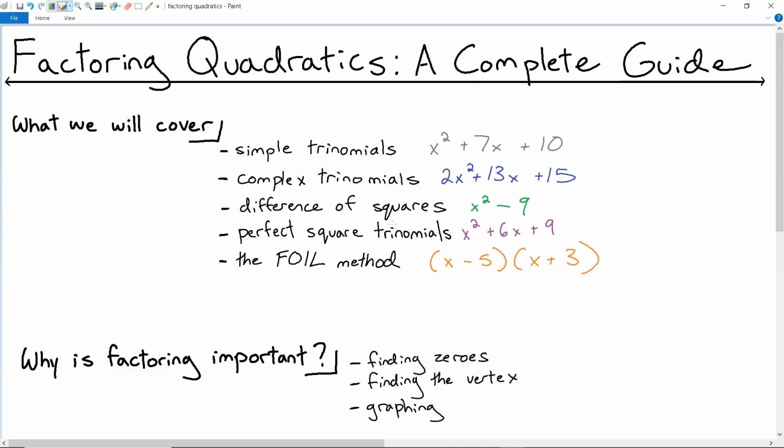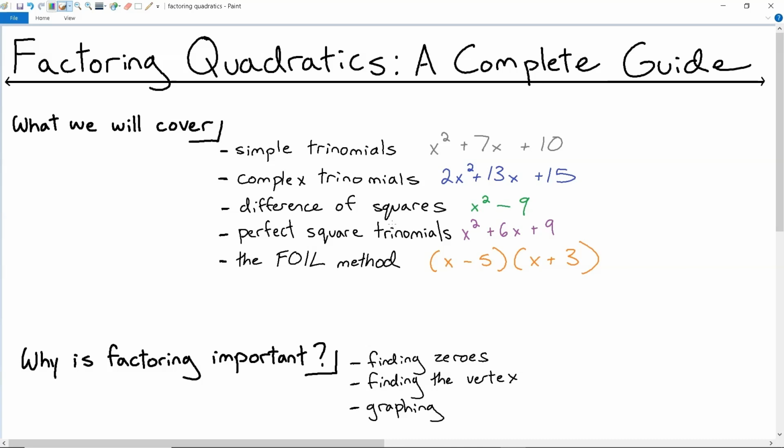We are going to go over the rules for factoring simple trinomials, complex trinomials, differences of squares, perfect square trinomials, and then at the very end, we'll go over the FOIL method, which is how we expand out factored form. And that can be useful just to double check our work and make sure that we did everything correctly. And don't worry, I am going to break down the specific differences of all these different kinds of quadratics. But before we do that, let's think about why we even factor quadratics in the first place.